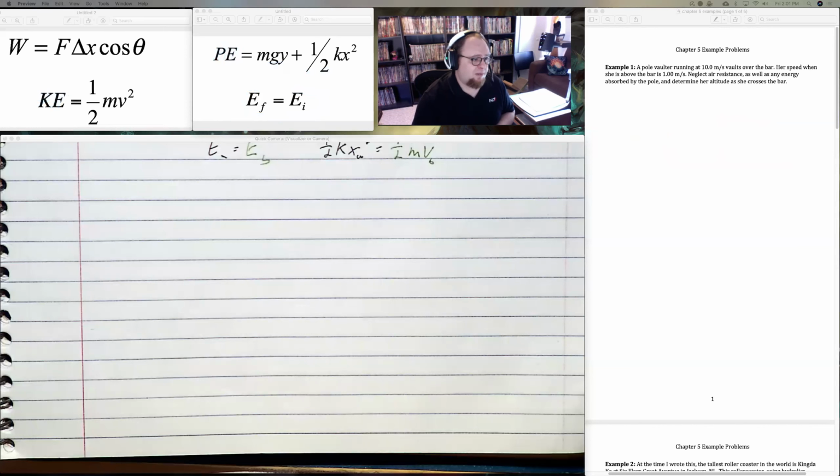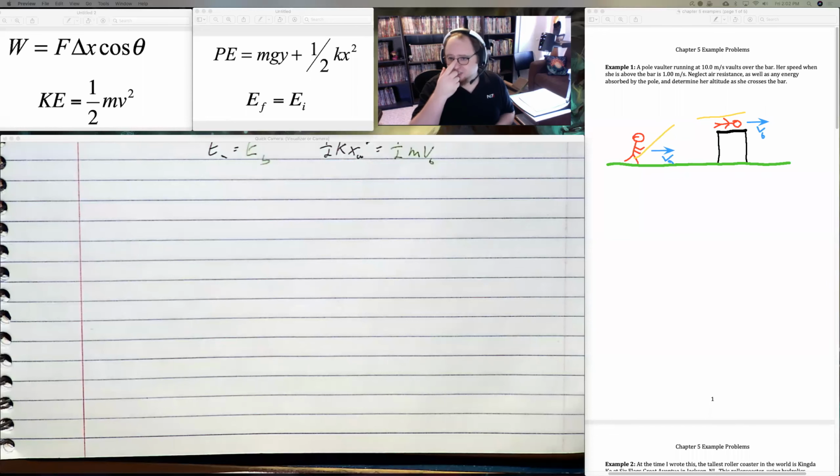So this first problem, which I just drew a picture of in Zoom, is as follows. A pole vaulter running at 10 meters per second vaults over a bar. Her speed when she is above the bar is 1 meter per second. Neglecting air resistance as well as energy absorbed from the pole, determine her altitude as she crosses the bar.